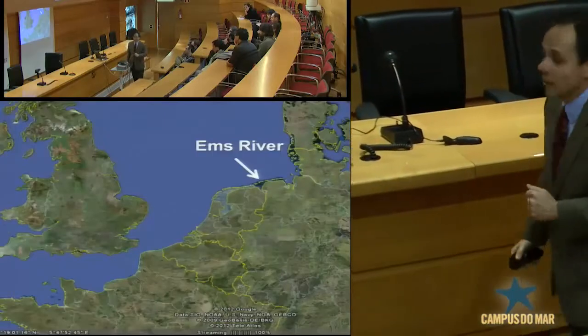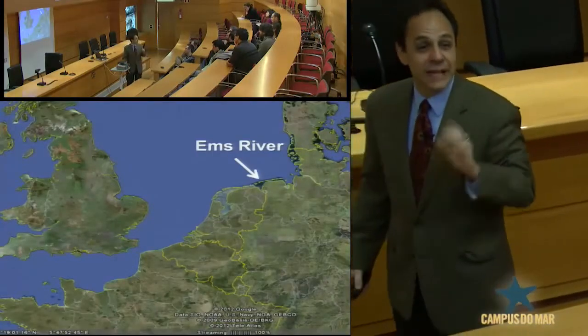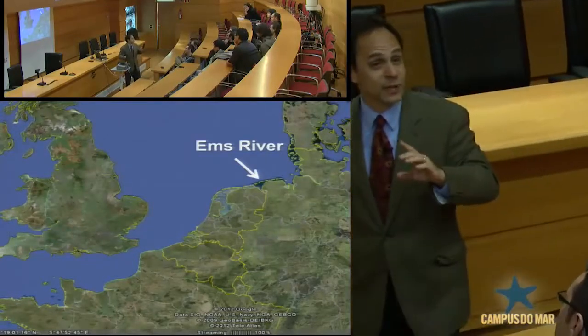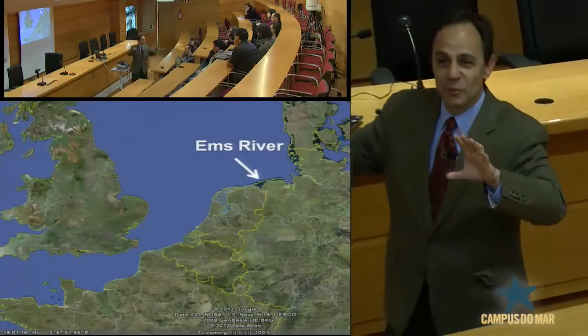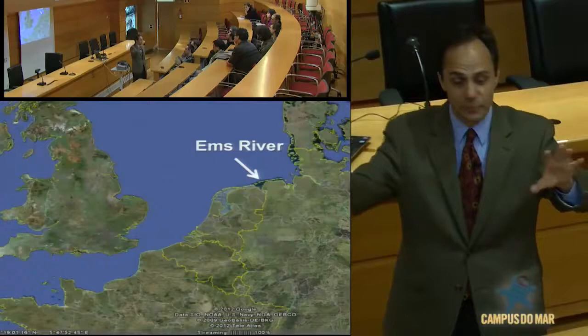So first I start with the tidal flows by illustrating what the tidal flows might look like in a cross-section of the Ems River. The Ems River, as you might know, is at the border between the Netherlands and Germany.